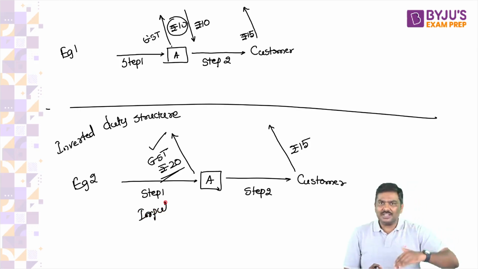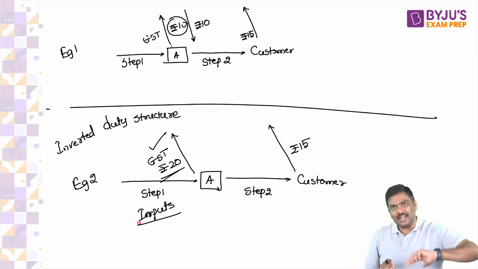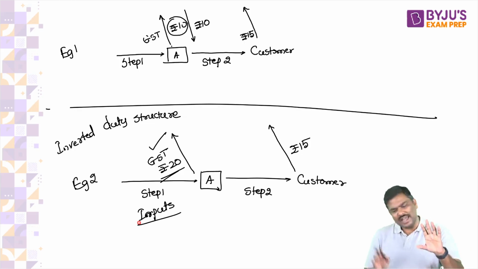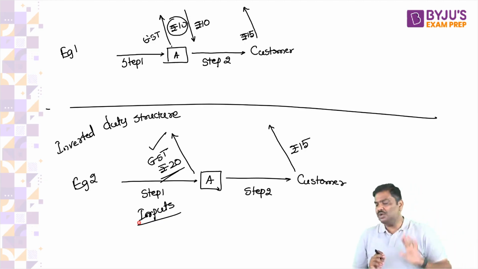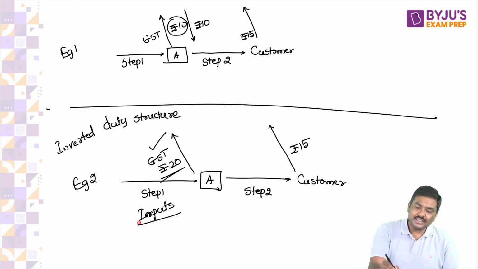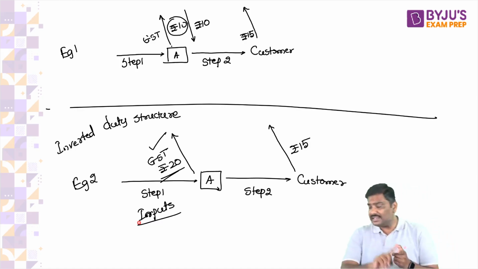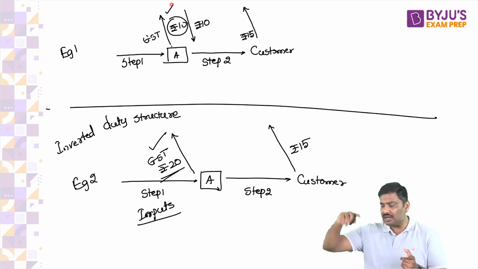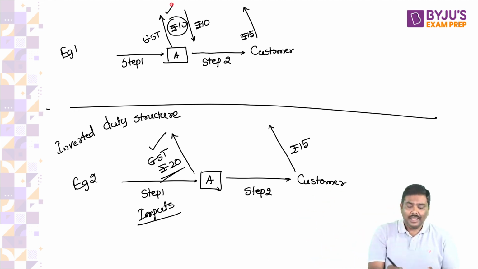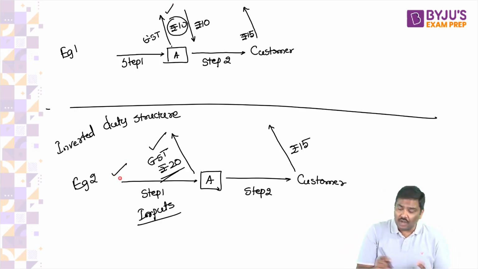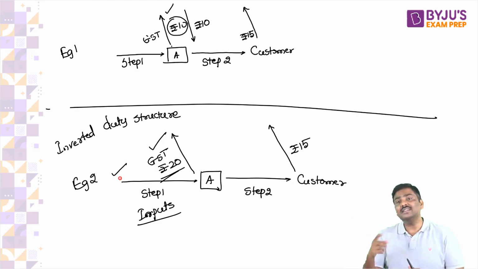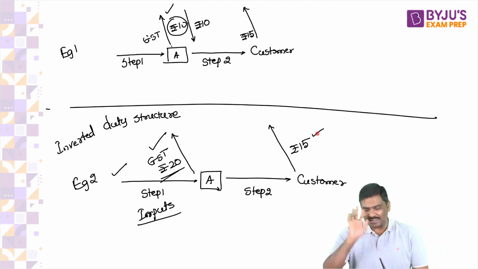Now, I hope you understand there is a difference between example 1 and example 2. I'll tell you why it will happen, have patience. Don't say both are one and the same. In example 1, the taxes you pay on the input are lesser than the taxes you collect from the customer on selling the output. In example 2, taxes you pay on the input are more than whatever taxes you collect from the customer.